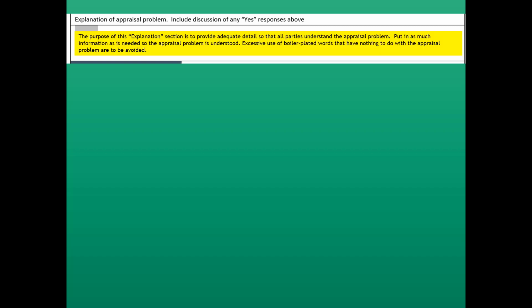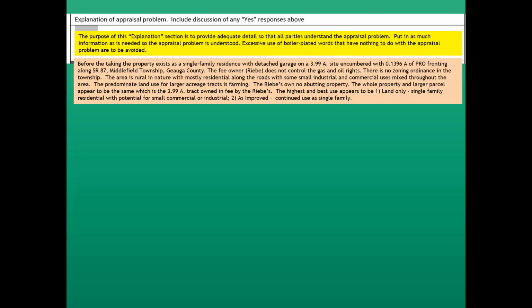All right, so now we are in the explanation section of the appraisal problem, and we need to include discussion of any yes responses from the previous questions. Now, the purpose of the explanation section of the appraisal scoping checklist is to provide adequate detail so that all parties understand the appraisal problem. Put in as much information as is needed so the appraisal problem is understood. Excessive use of boilerplated words that have nothing to do with the appraisal problem are to be avoided. Here's an example of how one could fill this out.